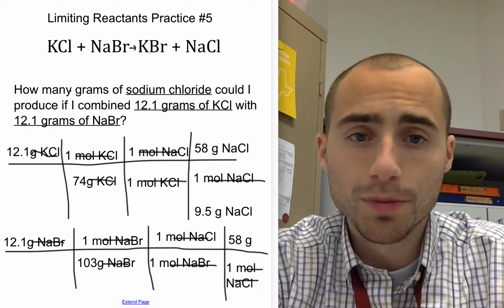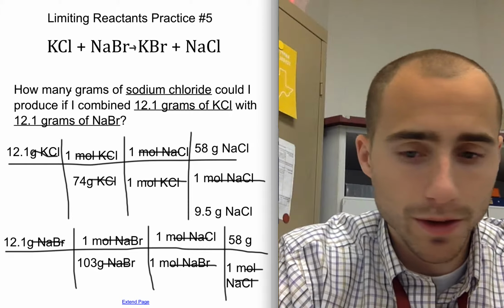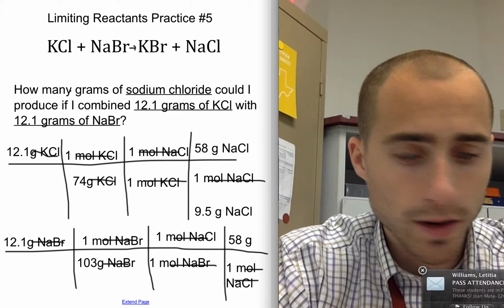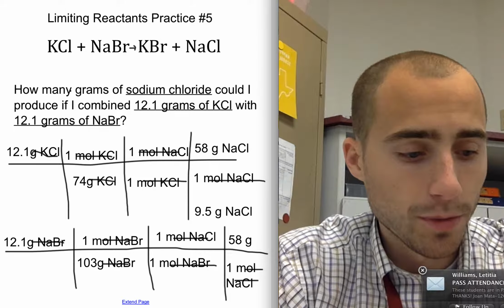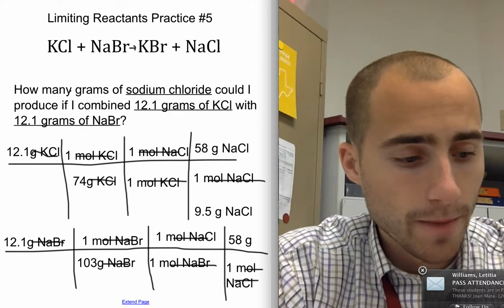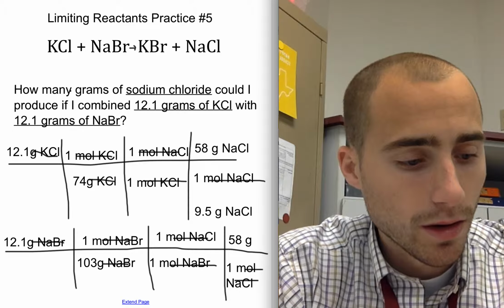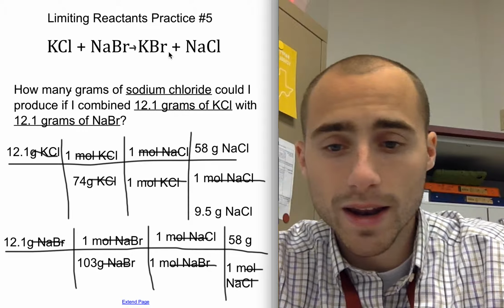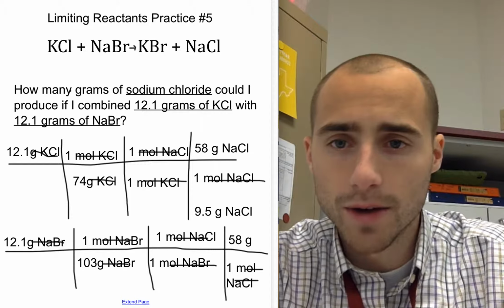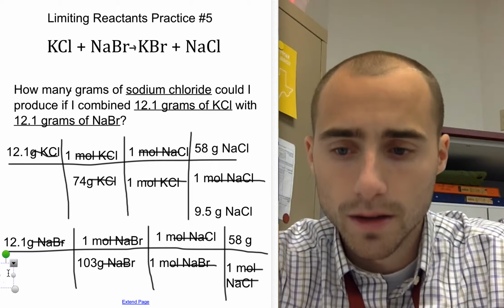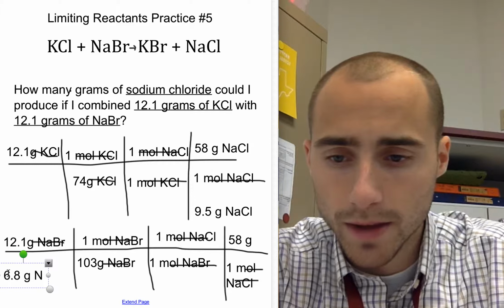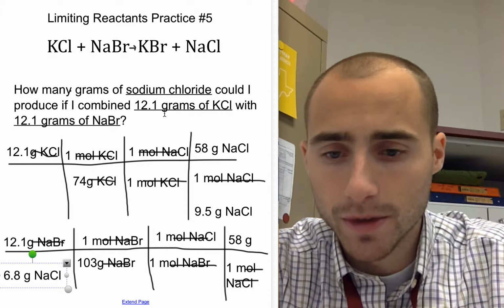And again, we multiply straight across, and you can probably already see where this is going: 12.1 multiplied by 58, 701.8 again, but this time we're dividing by 103. So this is going to produce 6.8 grams of sodium chloride. 6.8 grams NaCl is how much this is going to produce.